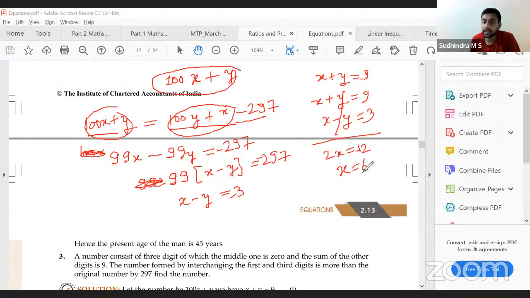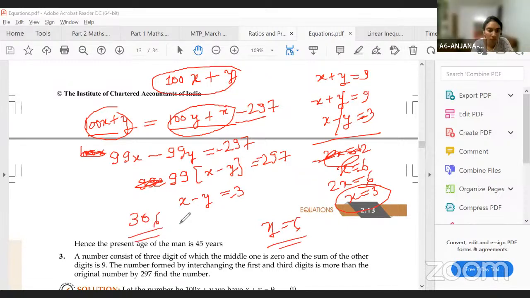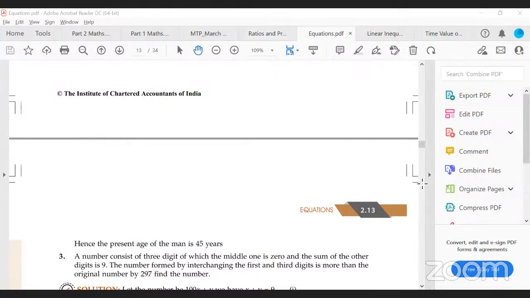Since x minus y is minus 3, we get 2x is 6. If 2x is 6, x is 3. If x is 3, y is 6. Therefore, the number is 306. Do I need to explain it again? Others understood? Yes. Okay, fine. So this is about equations.